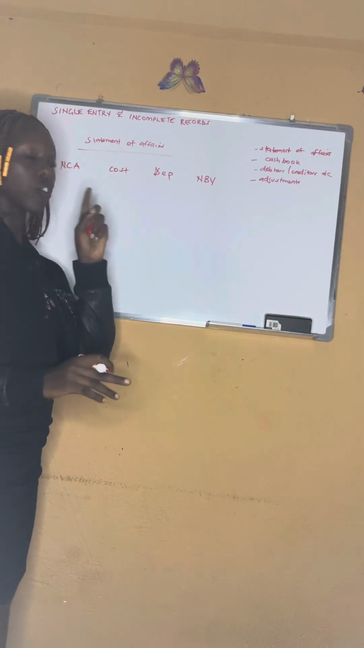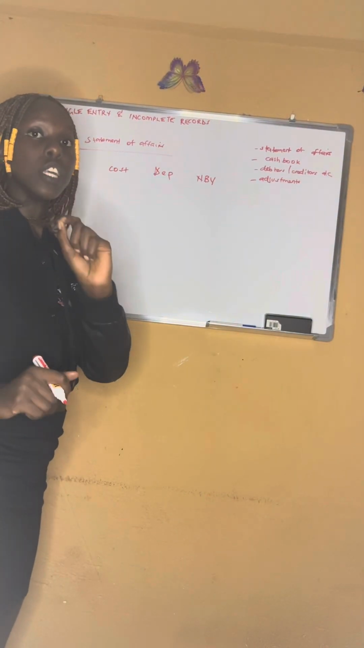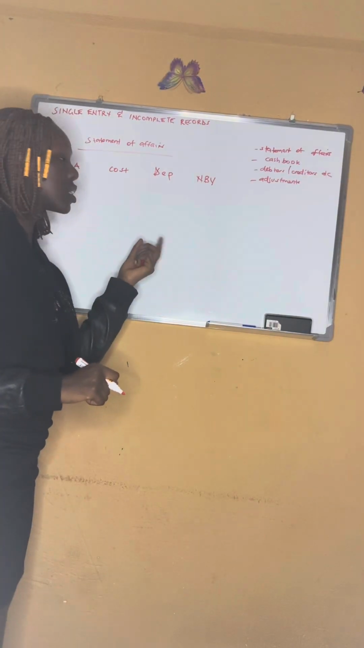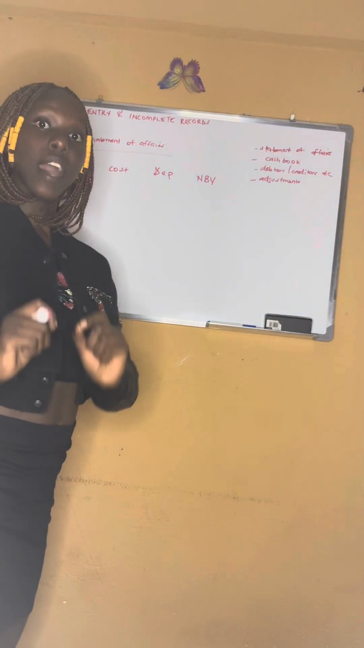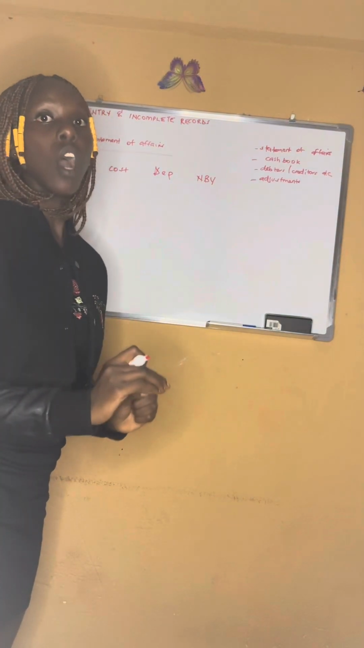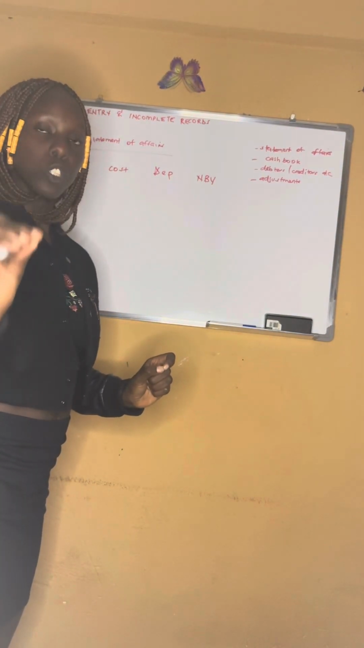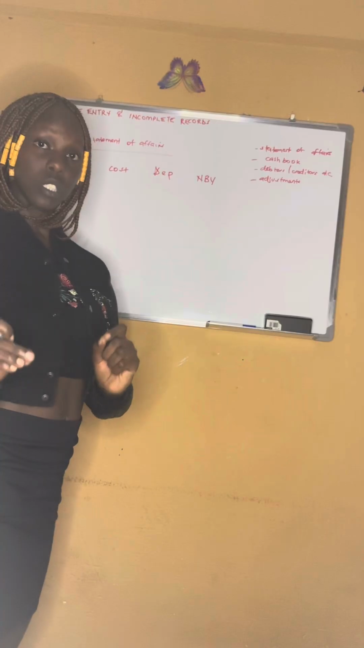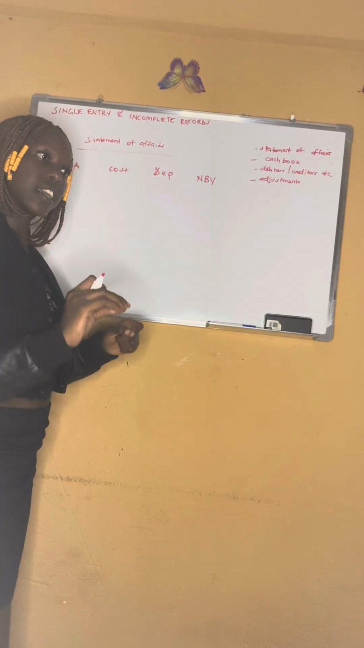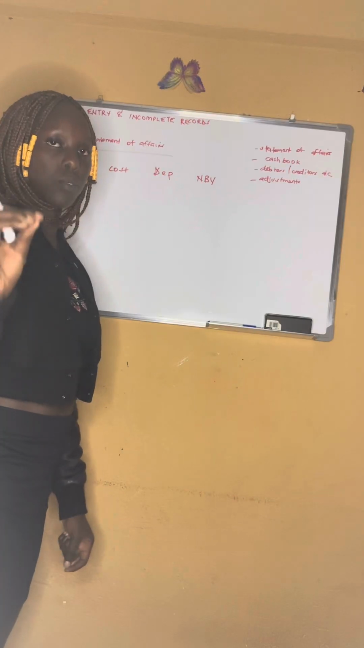Under this statement of affairs, you don't calculate anything like depreciation. You write the digits the way they are because this statement of affairs is just a picture of the financial position. That's why you don't calculate anything here. You write the digits the way they are given in the question.